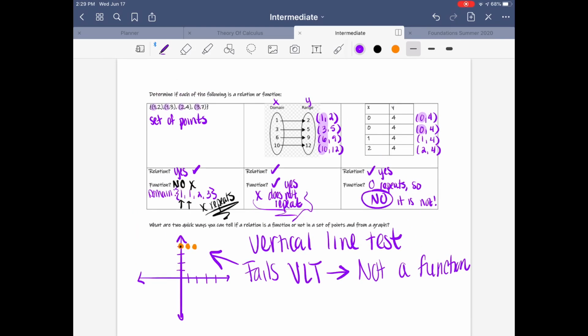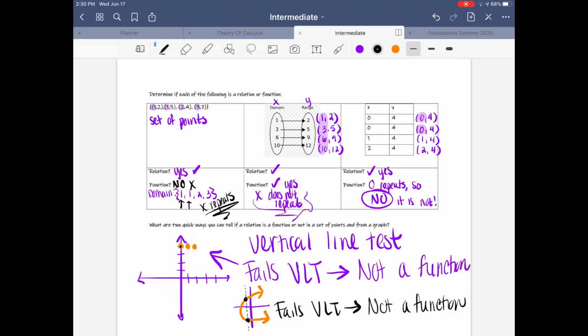Let's do something a little more simple, easier to see. Let me just draw a sketch here. Let's say I have a graph that looks like this, kind of a sideways U. I'm going to take a vertical line. Anywhere you run it through the graph, you'll notice that if I just sketch a vertical line here, my vertical line hits 2 places at one time. So this fails the VLT, therefore it is not a function.